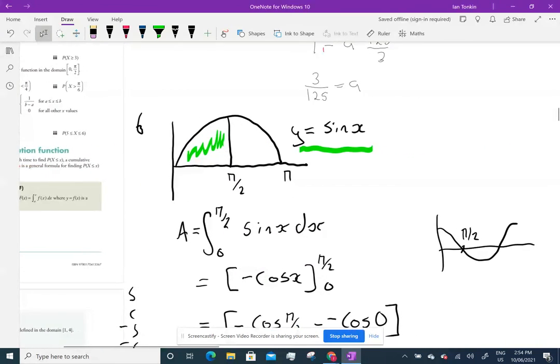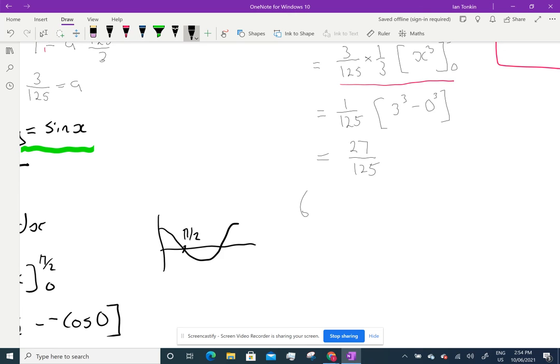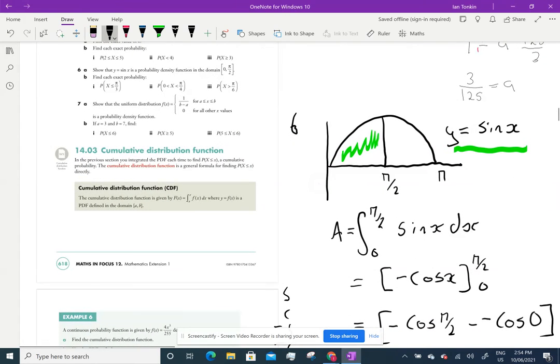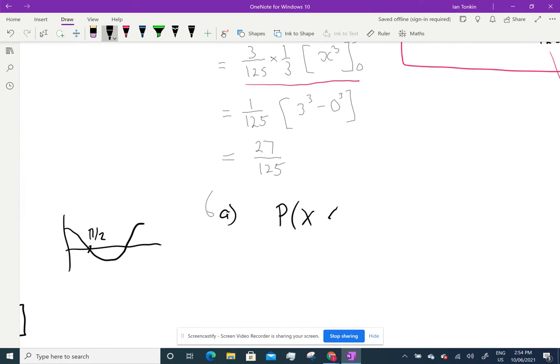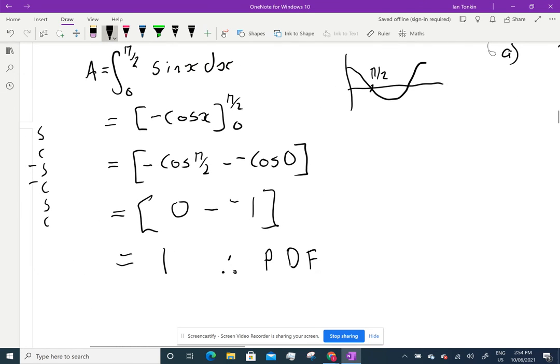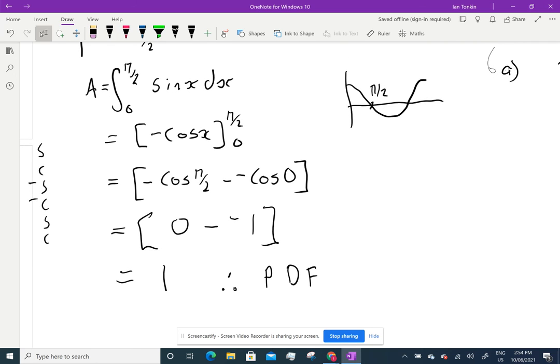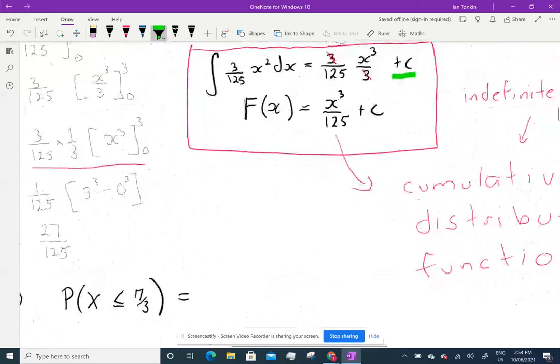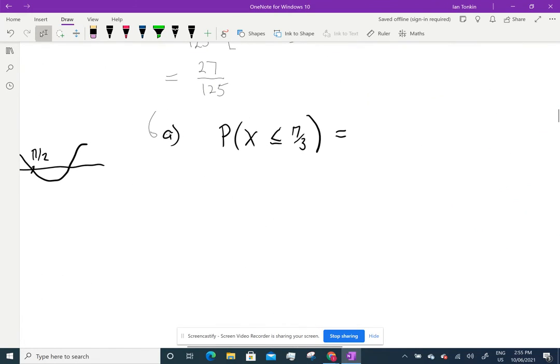I can find the exact probability. So here we go. 6a, the probability of x less than pi on 3. Now we've already integrated sine and it becomes negative cos x. So that's my cumulative distribution function, so I don't need to integrate it again. I'm just going negative cos x, because that's what the integration is, from 0 to pi on 3.